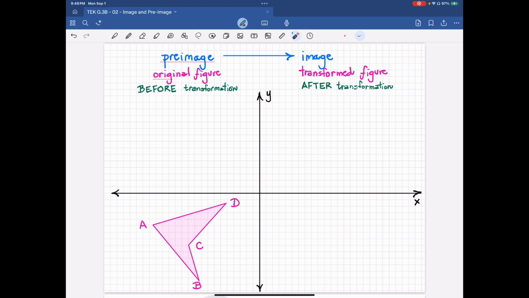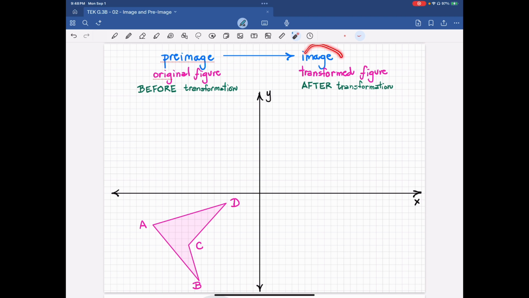The concepts of pre-image and image are easy to understand. In fact, the prefix pre right here means before. And so always remember that the pre-image comes before the image. The pre-image is our original figure, and it's what we had before the transformation occurred.